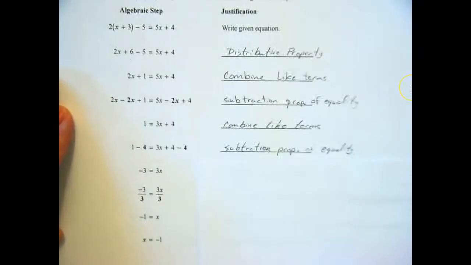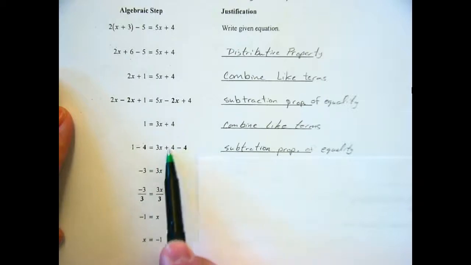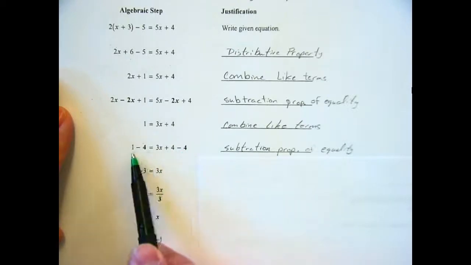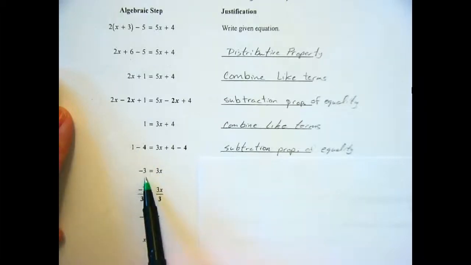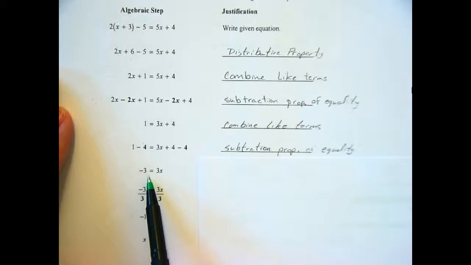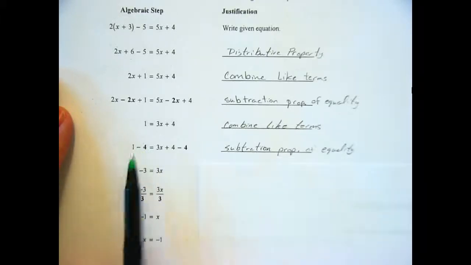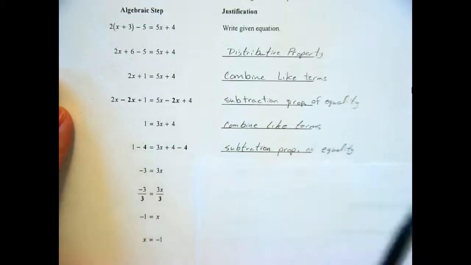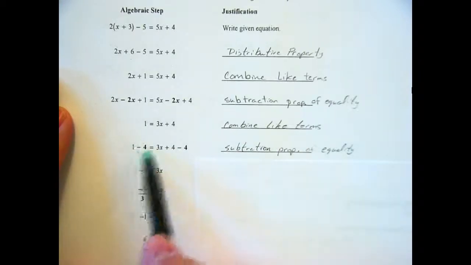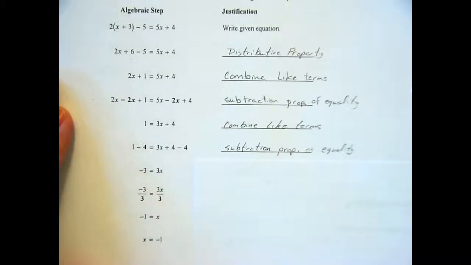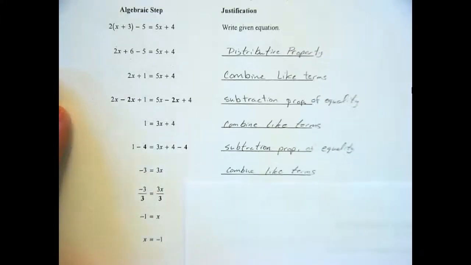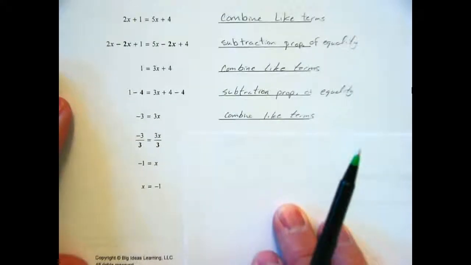So after you subtract 4 from each side, you end up with 3x, because 4 and negative 4 cancel, and you have to do 1 minus 4 to get negative 3. What's it called when you do this? That's not a property of equality. Property of equality, you're doing the same thing to both sides to make it equal. When you're just putting like pieces together, what are we doing? Combining like terms.